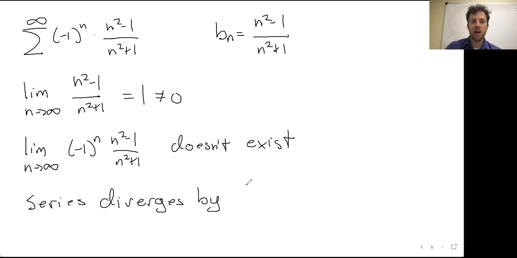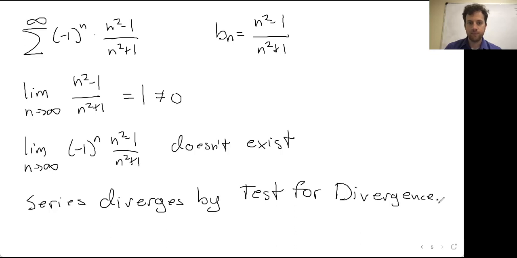And so the reason why the original series diverges is actually by the test for divergence. Because if the sequence from the series does anything other than go to 0, then we know the series diverges.